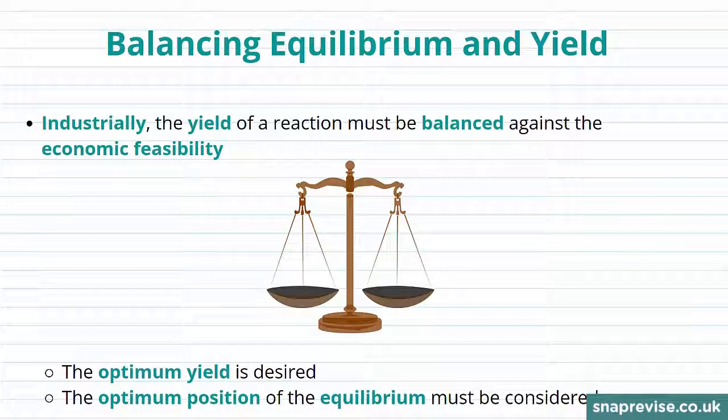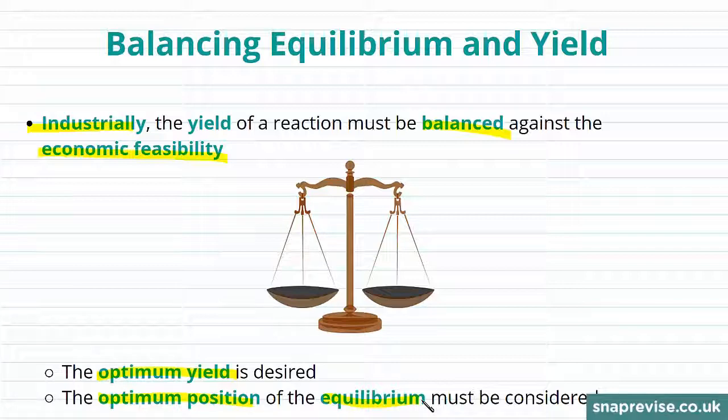So first of all, let's discuss the balancing of equilibrium and yield. Industrially, the yield of a reaction must be balanced against the economic feasibility. The optimum yield is of course desired. We want to get as much as we can out of our chemical reactions. However, the optimum position of the equilibrium must be considered.